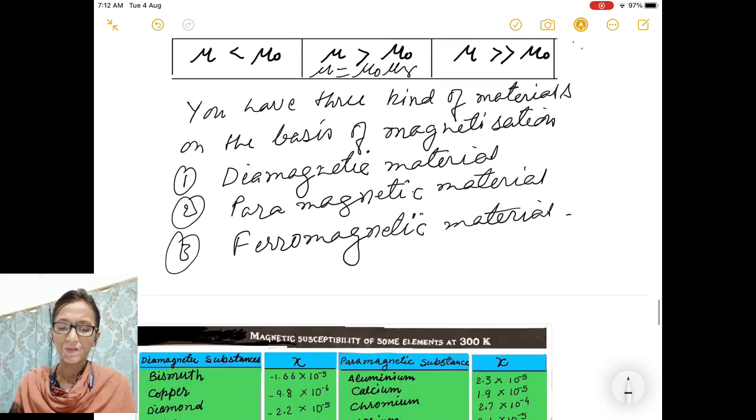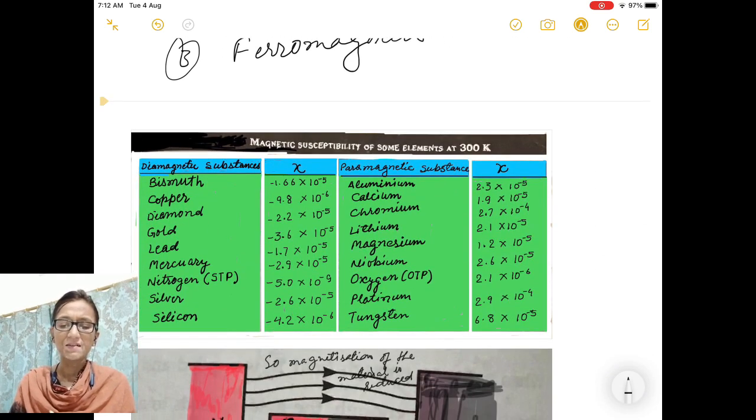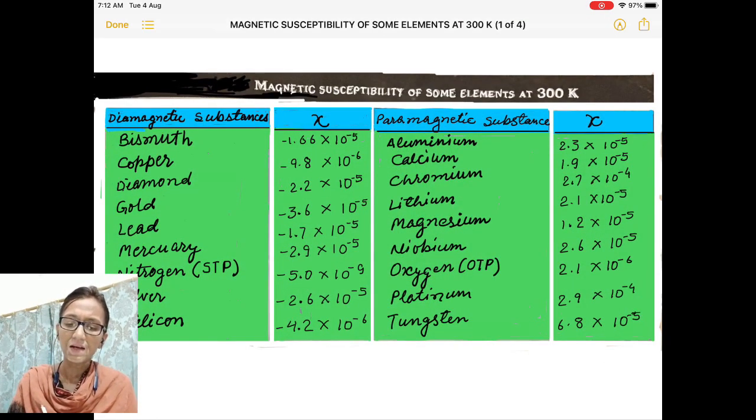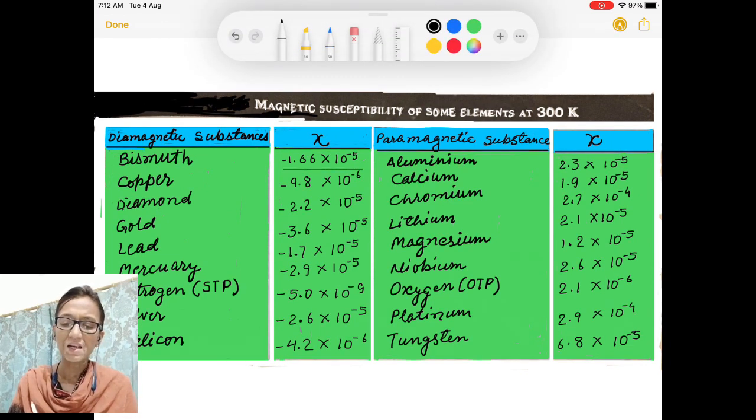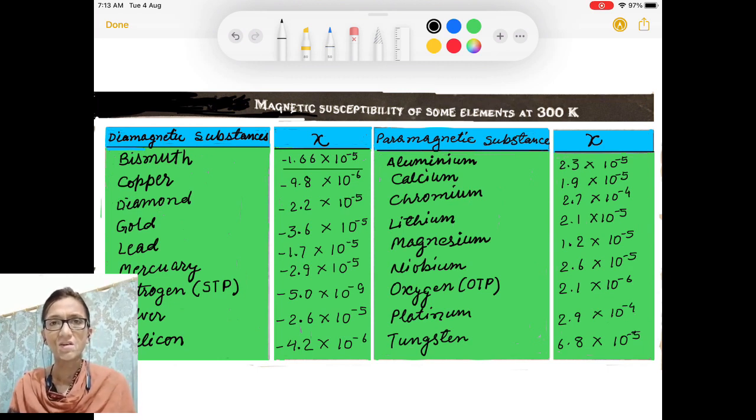Now, you will find that susceptibility of diamagnetic substances is of the order of 10 to the power -5. You can see in this diagram. Here, the order of susceptibility you can see is 10 to the power -5. And in most of the diamagnetic substances, you will find the same.